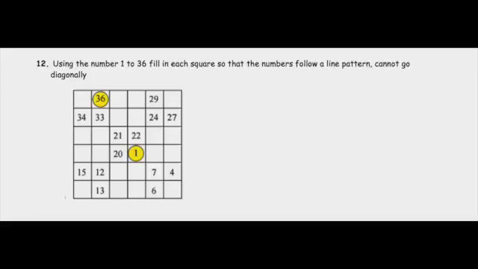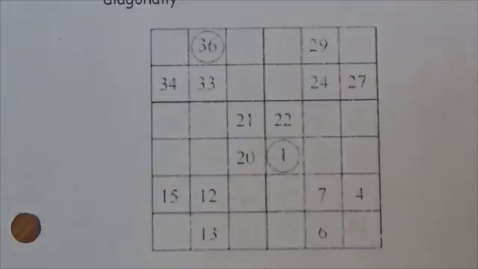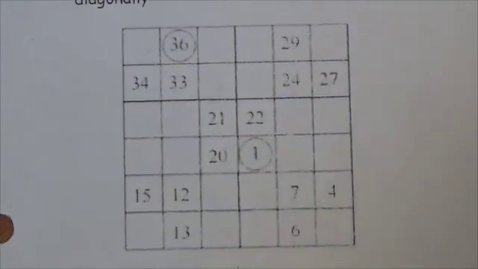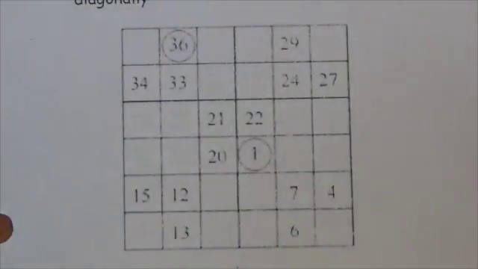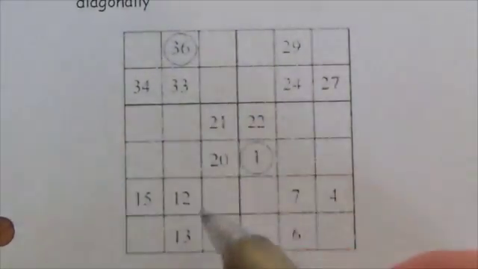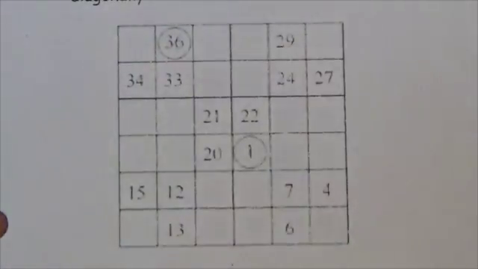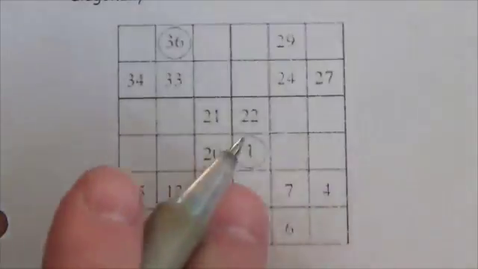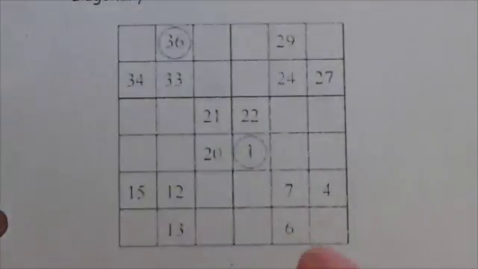Using the numbers 1 through 36, fill in each square so that the numbers follow a linear pattern, but you cannot go diagonally. All right, well, I'll be honest with you guys. When I first read this question, it took me a while to figure out what it was asking. I was not clear as to what we were supposed to do. But the intention is, we're going to fill up all of these squares with the numbers 1 through 36, and we're going to have basically just like a constant little train of numbers here, like 1, 2, 3, 4, 5. Those numbers are all going to be connected to each other orthogonally.